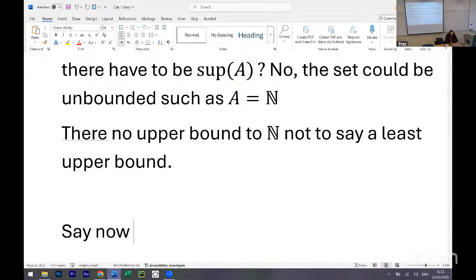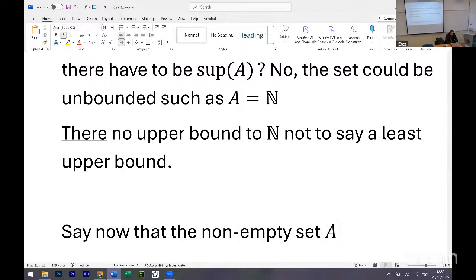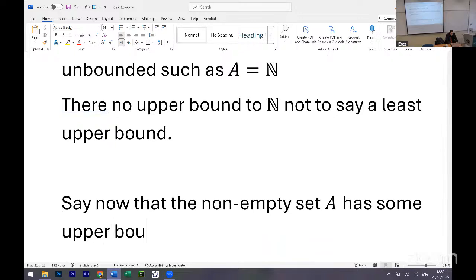Say now that the non-empty set A has some, at least one, upper bound. When it has one, it has an infinite number because every larger number is also an upper bound. But say A has at least some upper bound, it's bounded. Does it have to have a supremum?